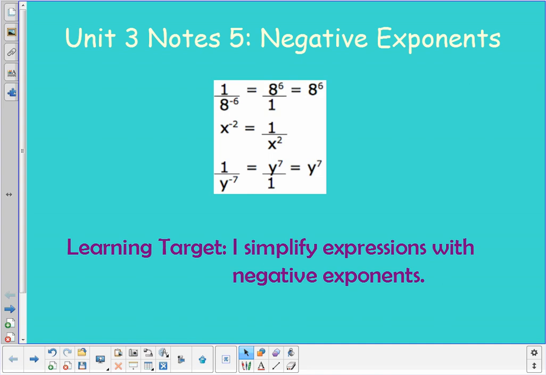Today we're talking about negative exponents. So our learning target is I can simplify expressions with negative exponents. So we've talked about multiplying exponents, we've talked about dividing exponents, we've talked about adding and subtracting exponents. Now we're going to think about what do we do when we have negative exponents.